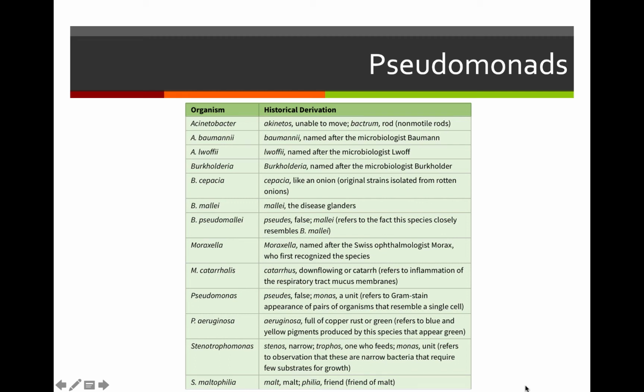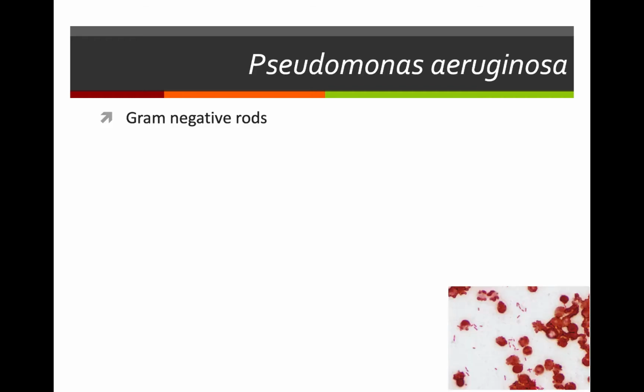In this section, we'll talk about a group of organisms called the Pseudomonads. It's Pseudomonas and other related genera. We won't talk about all of the genera in here, but we will talk about most of them because they are either very important causes of infection like Pseudomonas and Burkholderia, or they're emerging causes of infections like Stenotrophomonas and Acinetobacter. The first organism we're going to talk about is Pseudomonas aeruginosa.